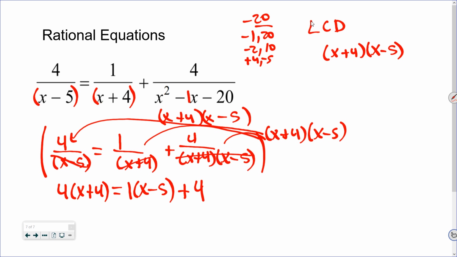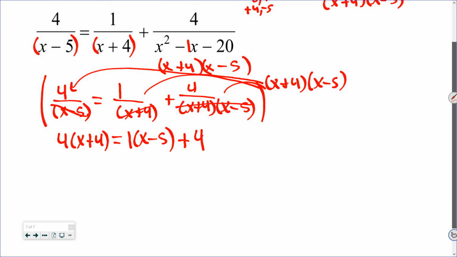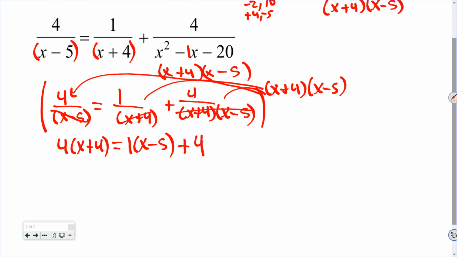So that's usually the step we get stuck on. That's the one that if we're going to have a problem with these, usually that's where we have it. Once you're past there, this is just a matter of solving a linear equation. So let's solve this linear equation. Times through by your 4: 4x plus 16 equals times through by your 1: x minus 5 plus 4. We could simplify the right side there. Minus 5 plus 4 would be a minus 1.